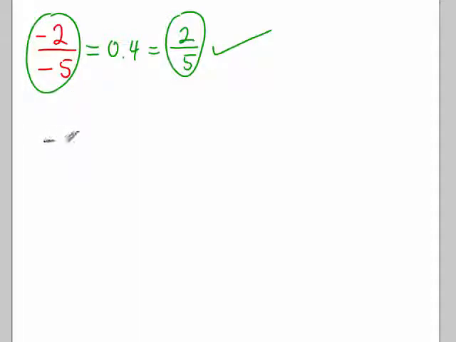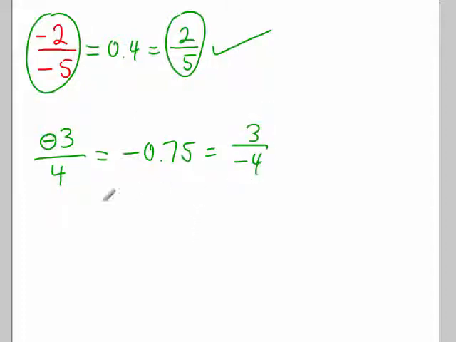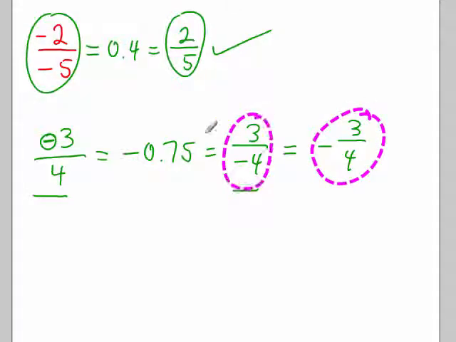Similarly, if you have one negative in the numerator divided by a positive, let's say, if you type that into your calculator, you're going to get negative 0.75. In other words, it doesn't really matter where this negative goes. If it was 3 divided by negative 4, these would be the same. Or if the negative was out front, negative 3 over 4. These three numbers are all the same number.